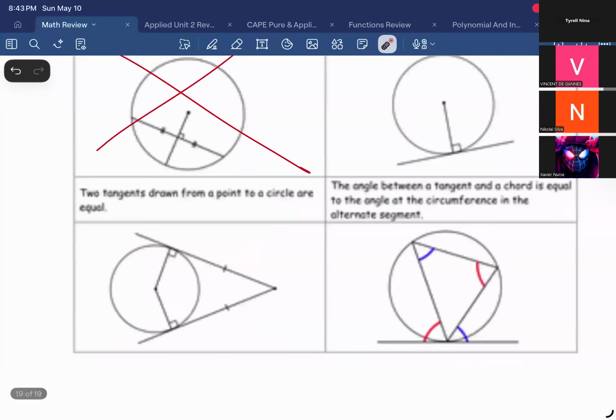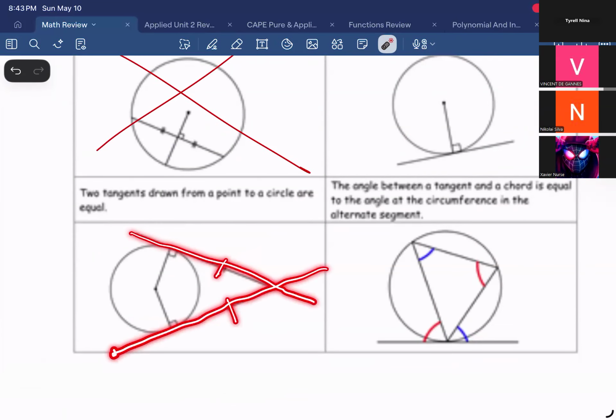Two tangents drawn from the point of the circle are equal. Anytime you see the shape, know that this line here equals this line here. And if these two are 90 degrees, then this and this must add up to 180. This last one here is the one everybody does get confused with, right?